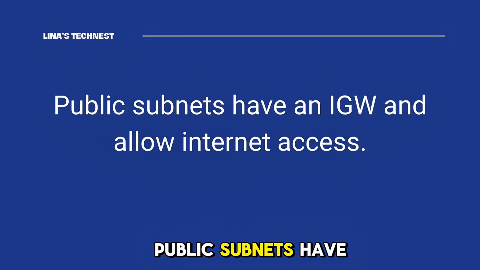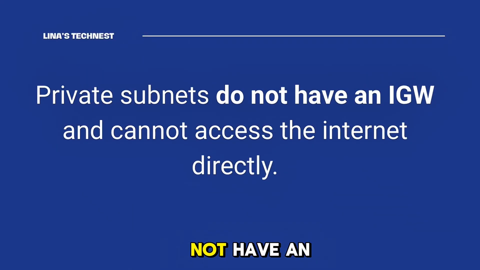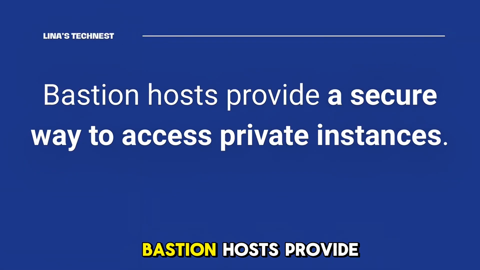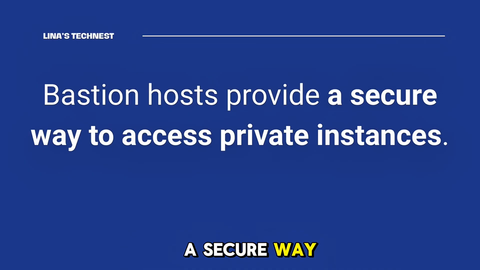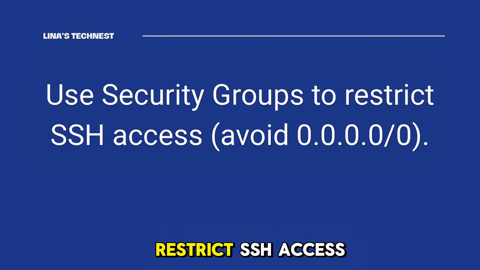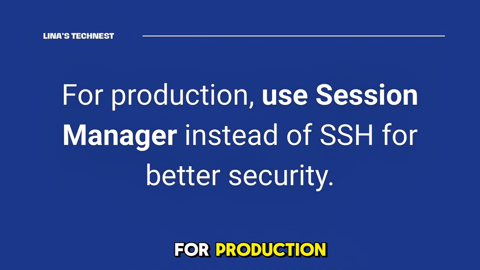Now, public subnets have an internet gateway and allow internet access. Private subnets do not have an internet gateway and cannot access the internet directly. Bastion hosts provide a secure way to access private instances. So use security groups to restrict SSH access and avoid 0.0.0.0/0 for production. Use Session Manager instead of SSH for better security.